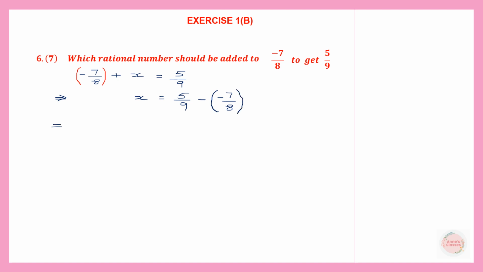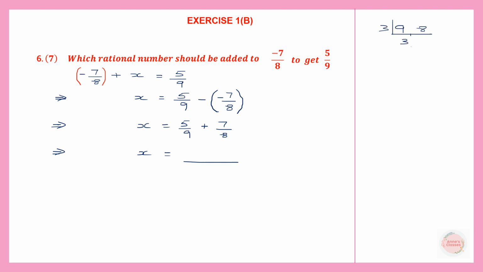Now we can remove brackets here itself. So x is equal to 5 by 9. Now minus into minus is plus, so we can make this plus 7 by 8. Now we do a normal addition of rational numbers. x is equal to, we find the LCM of the denominators 9 and 8. 9 and 8, let's find the LCM.